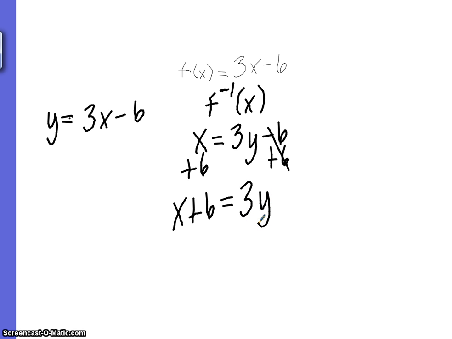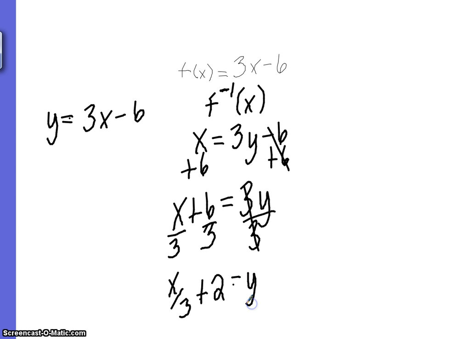I've got x plus 6 is equal to 3y. The next thing I need to do is divide everything by 3 to finish getting my y by itself. So I've got x divided by 3 and 6 divided by 3. x divided by 3 won't reduce any, so I've got x divided by 3. However, now I've got that 6 divided by 3. 6 divided by 3 is 2, is equal to y. I have the y value by itself, and I am done.